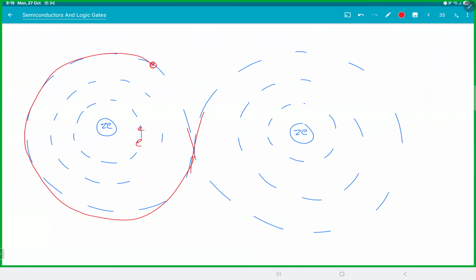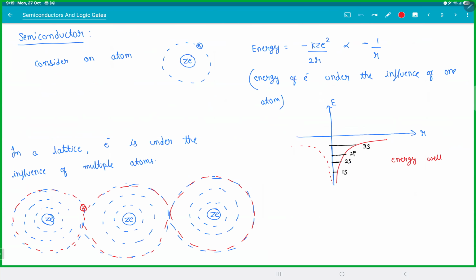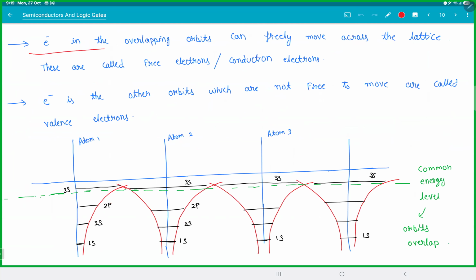Do you think these electrons can jump and move around? Because for these electrons to jump, they need some energy to reach the outermost orbit, isn't it? So all electrons in a conductor or in a metal do not participate in this conduction. Only the electrons in the outermost orbit, which are overlapping, will be responsible for this motion. So electrons in the overlapping orbits can freely move across the lattice. These are called free electrons or conduction electrons.